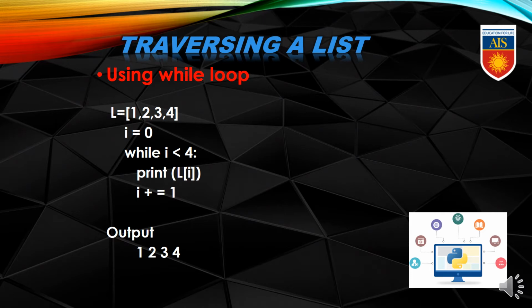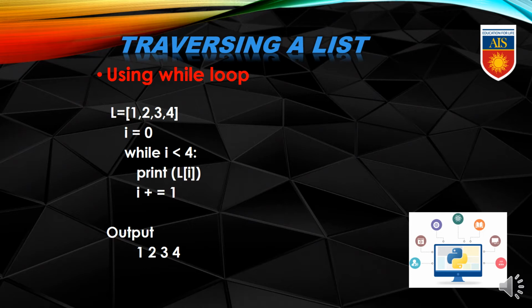Traversing a list. If you want to move from one element to another through the index, then it is known as traversing a list. Using a while loop, how will we do that? L equal 1 2 3 4, i equal 0, while i less than 4, print L[i], i plus equal 1. Finally it will print 1 2 3 4.